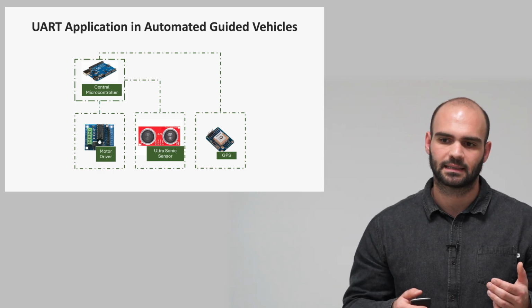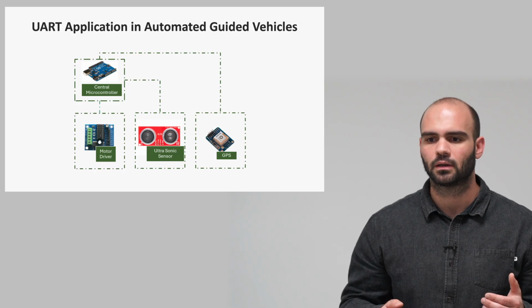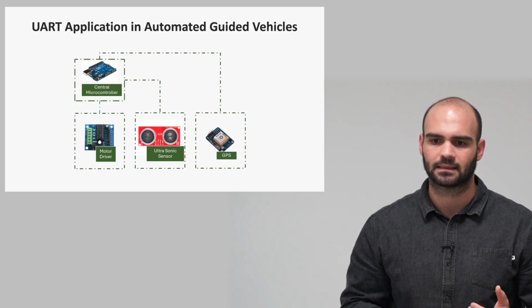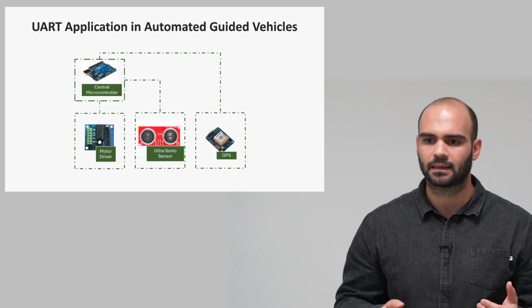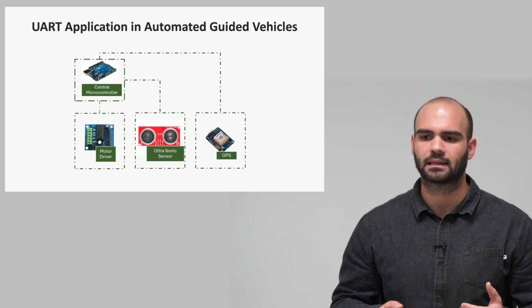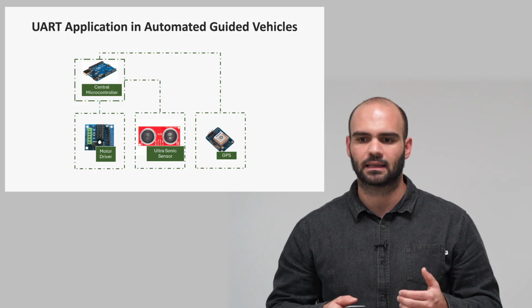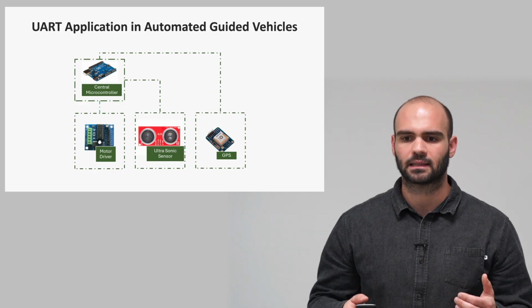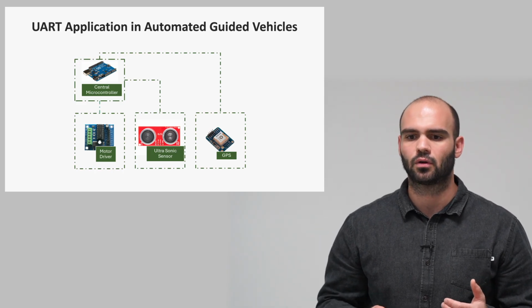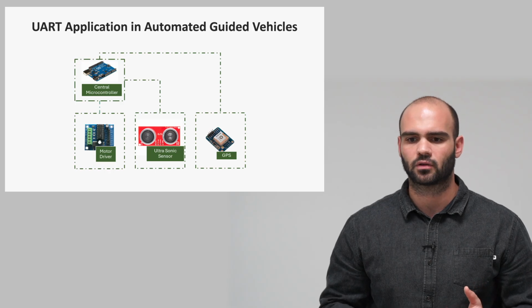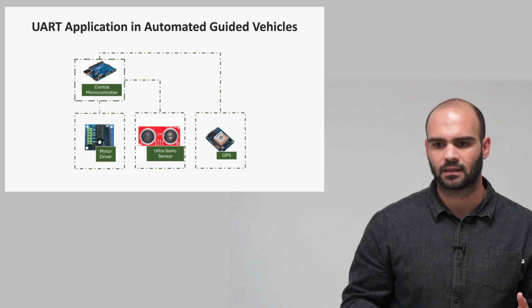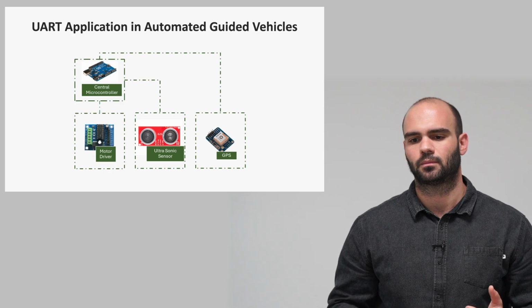Each of these devices exchanges data with the microcontroller using simple TX and RX lines, making UART an easy and reliable way to manage real-time communication in AGVs. Because UART is lightweight and widely supported, it's an ideal choice for low-cost, efficient robotic vehicles that need constant sensor feedback and motor control.